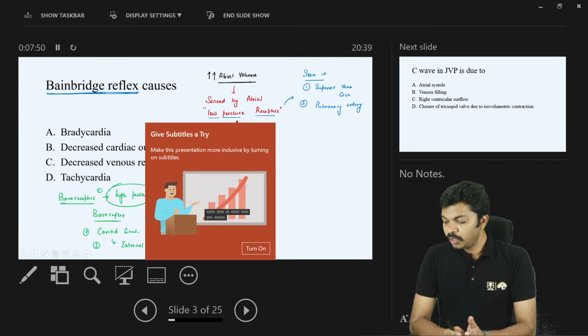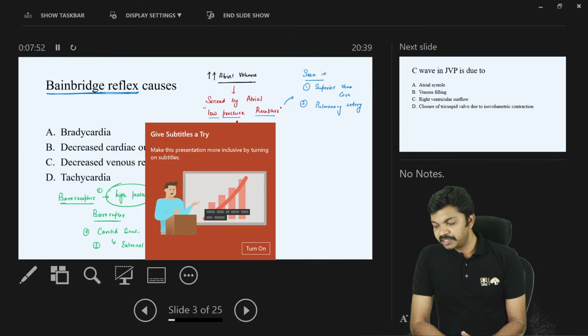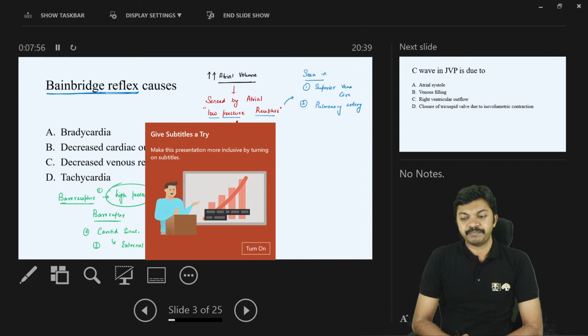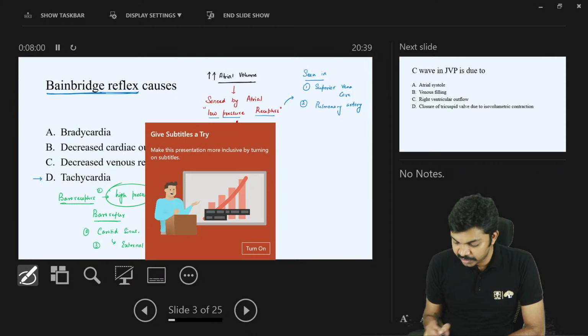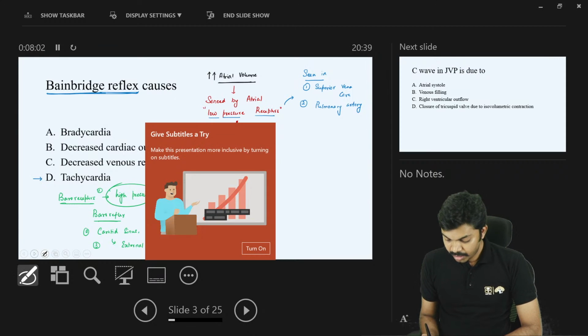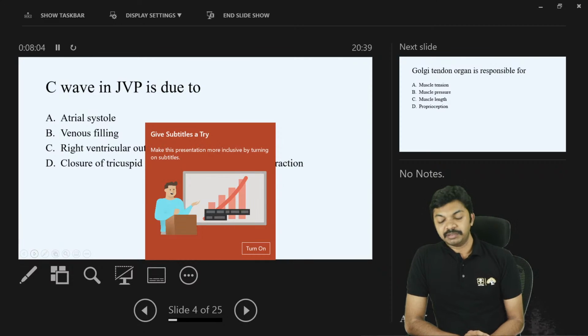Alright, along with atrium, low pressure receptors are also seen in superior vena cava as well as pulmonary artery, guys. So the right answer for this question, Bainbridge reflex causes option D, tachycardia. Now moving on to question number 3.